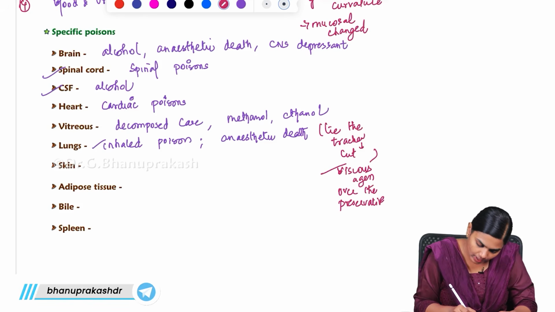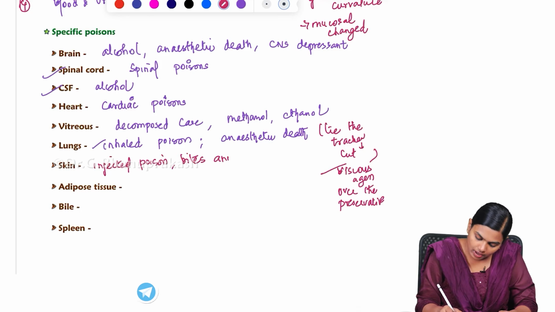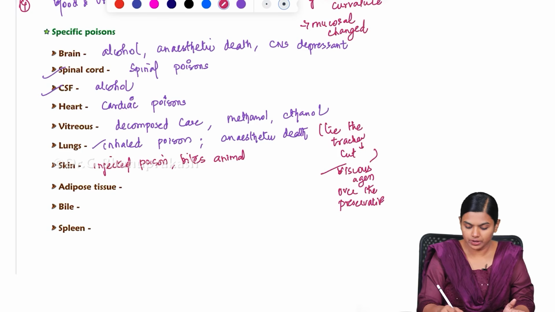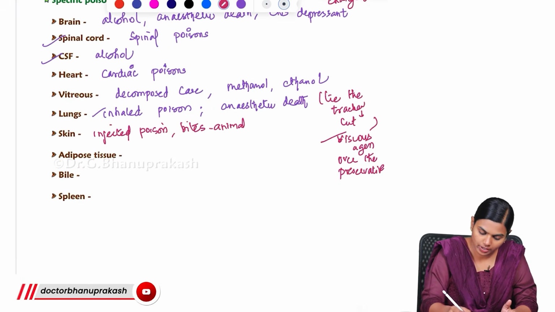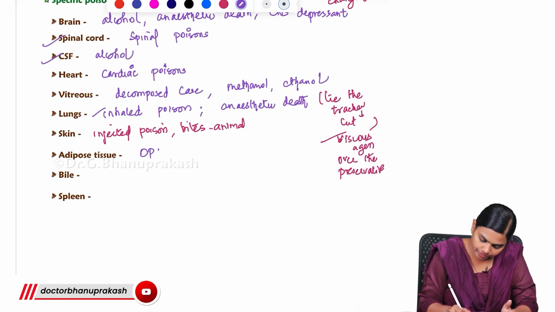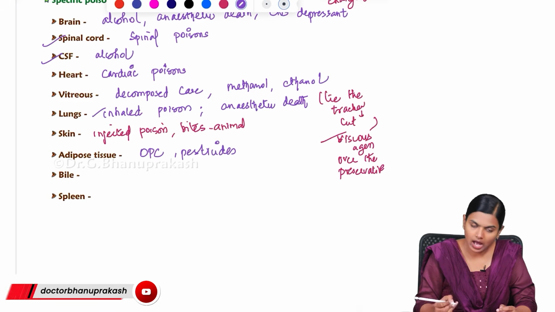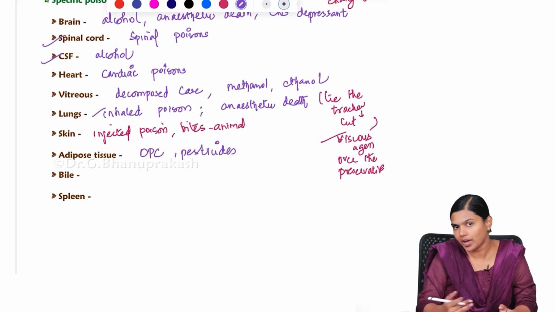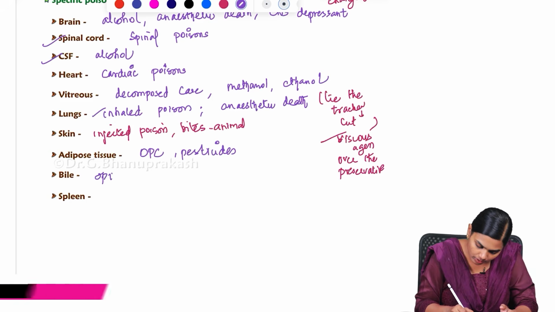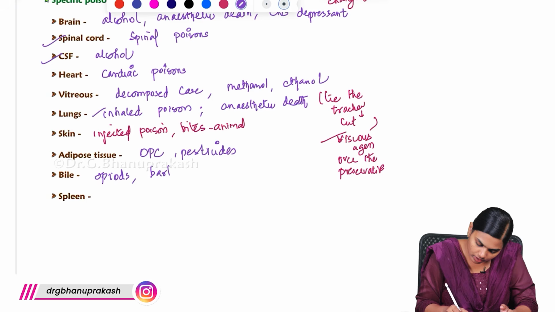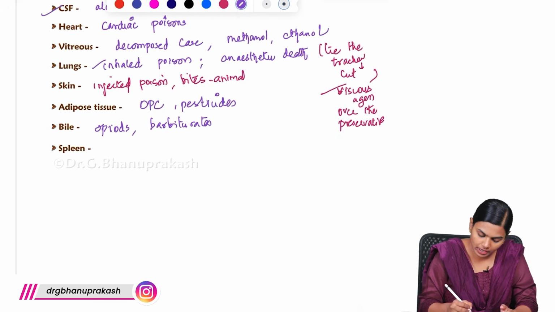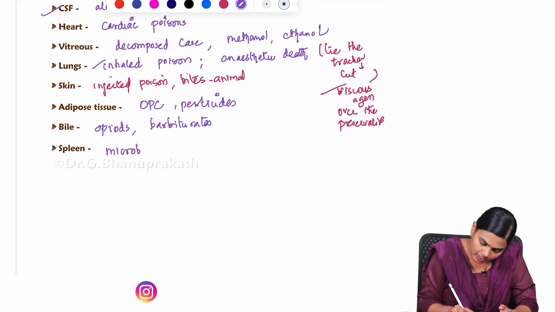And skin, for any injected poison or any bites, like scorpion bites, snake bites, all the animal bites, you will preserve the skin. And adipose tissue is preserved in OPC, your organophosphorus pesticide poisoning, you will be preserving the adipose tissue. And bile, for all the drugs that have intrahepatic circulation like your opioids and barbiturates, you will be preserving the bile. And spleen is mainly used for microbiological analysis.